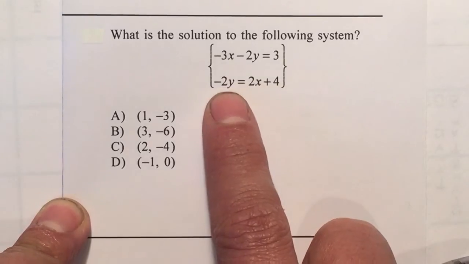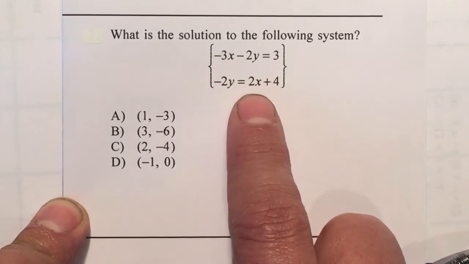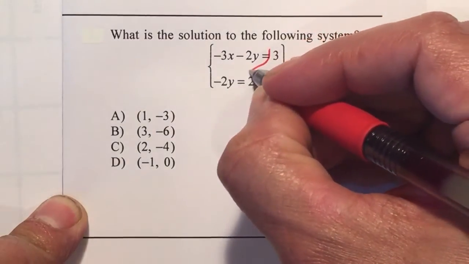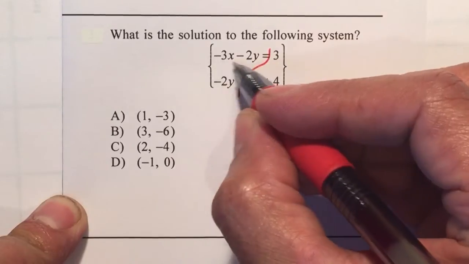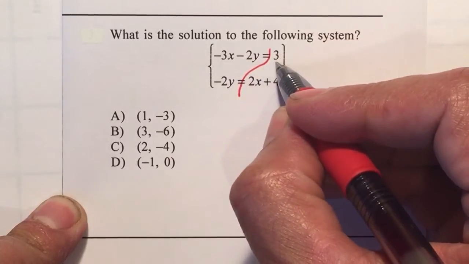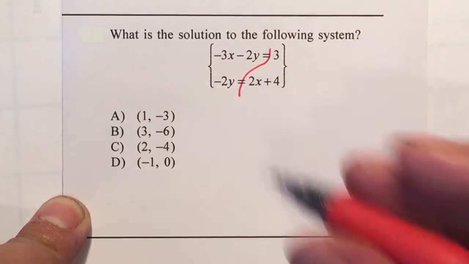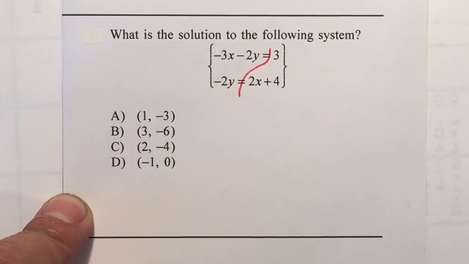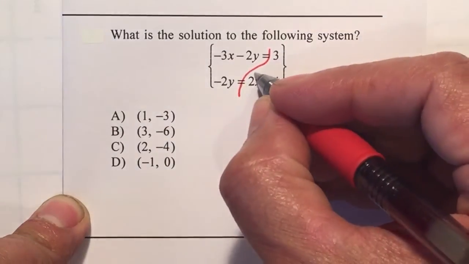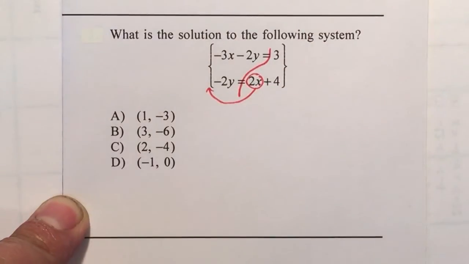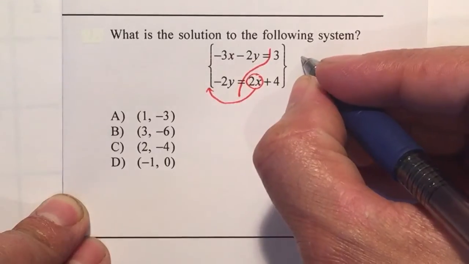In this case, since I don't see a variable by itself, I'm not going to do it by combination. The only thing that I want to make sure is that they're lined up, that they're in standard form: my x, my y, my equal sign, and then my number. So therefore the first one's fine. The second one, I need to move my 2x to the very front, so I can have my x, my y, my equal sign, and then my number.